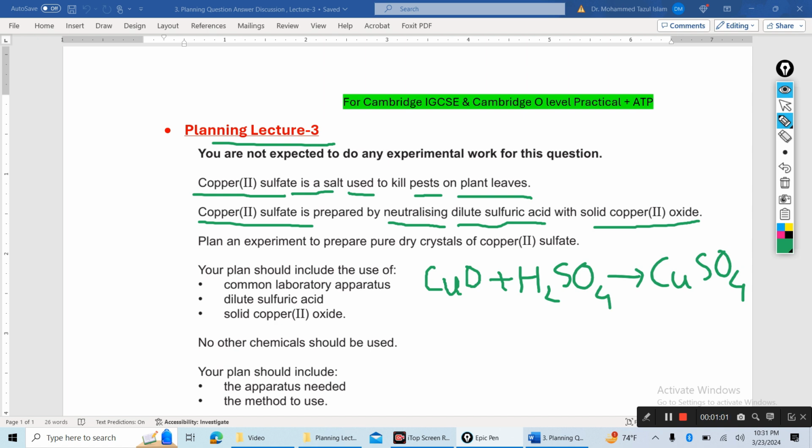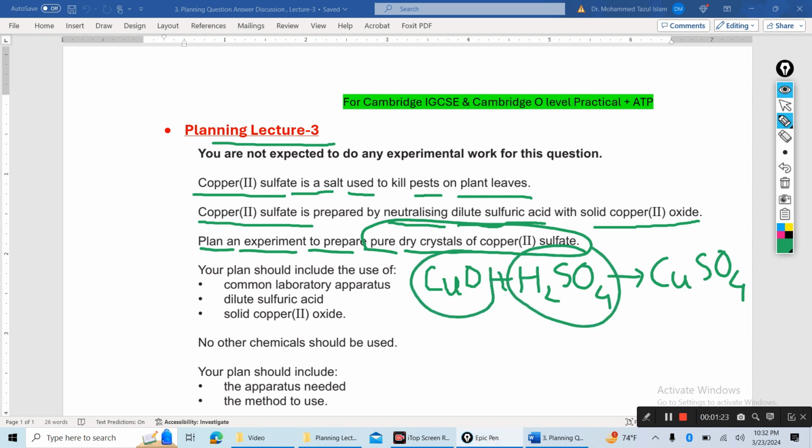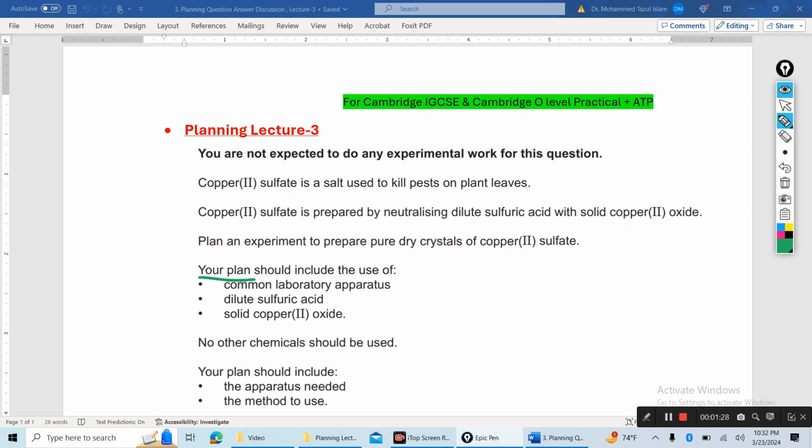So plan an experiment to prepare pure dry crystals of copper 2 sulfate. You have to plan how you can prepare pure dry crystals of copper 2 sulfate from solid copper 2 oxide and sulfuric acid. Your plan should include the use of common laboratory apparatus. You can use dilute sulfuric acid and solid copper 2 oxide.